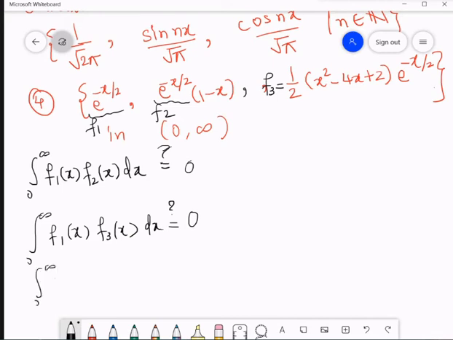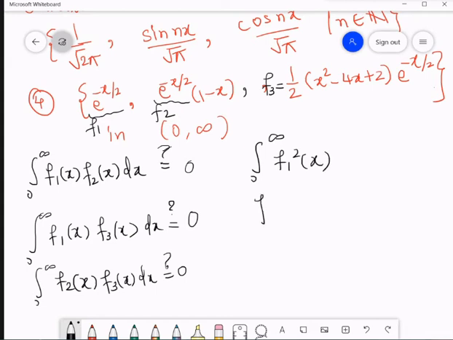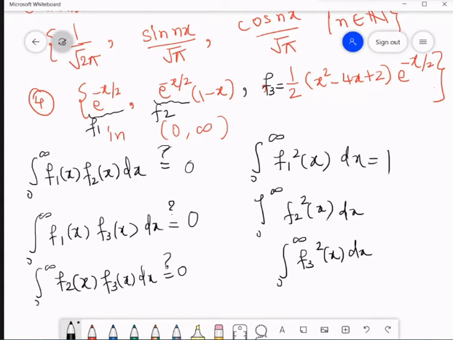Integral 0 to infinity f2(x) f3(x) dx, whether this is 0 or not. And here the values of f1 square x, f2 square x, f3 square x dx, we want all of them to be 1. These are the 6 integrals that we will be evaluating.